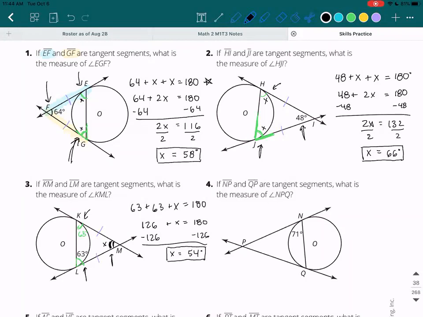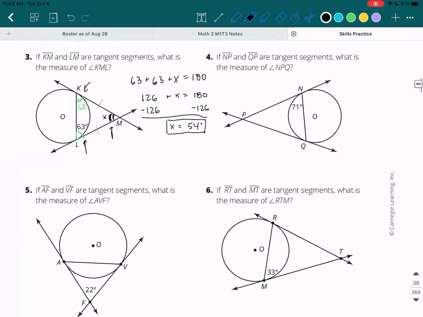Okay, so this is how you do this type of problem. It's very similar to the first one. It's just a slightly different setup. Any questions on this? Okay, let's do the next one.